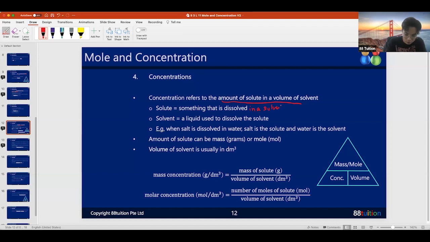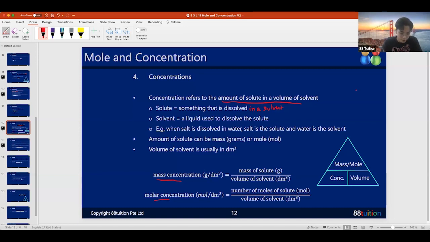And a solvent is a liquid used to dissolve any solute. All right, so they are usually used together. Okay, so the amount of solute can be in mass or mole, which means that our concentration is in mass or molar concentration. Sometimes your answers will have to be in mass concentration, sometimes in molar concentration. So this is something that you have to take note of when you look at the questions.